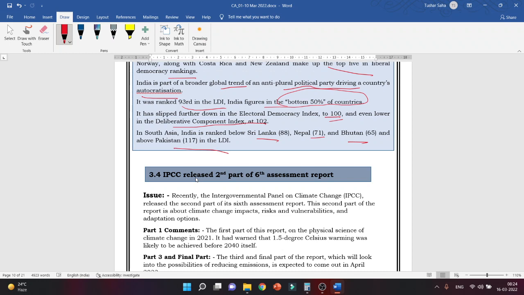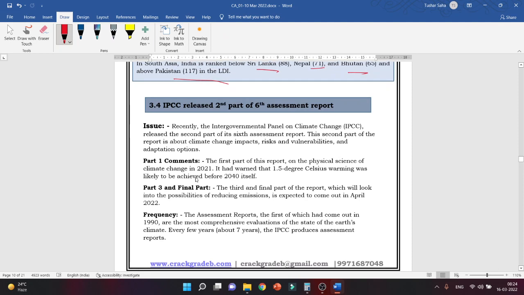Then the IPCC released the second part of its Sixth Assessment Report, right? The IPCC is the Intergovernmental Panel on Climate Change. In the first part, the report on the physical science of climate change in 2021, it had warned that 1.5 degrees Celsius warming was likely to be reached before 2040 itself. The third and final part of the report, which will look into the possibility of reducing emissions, is expected to come out in April 2022.